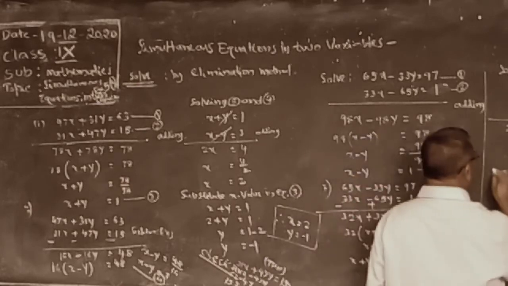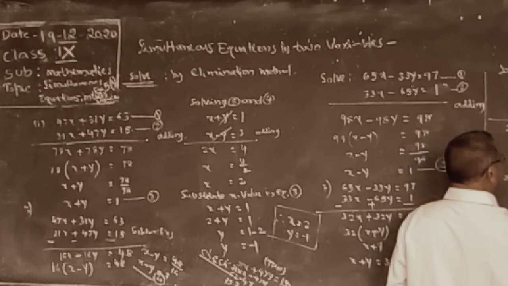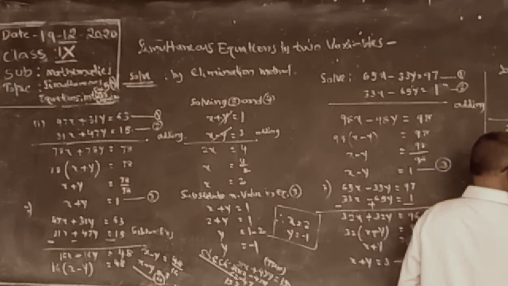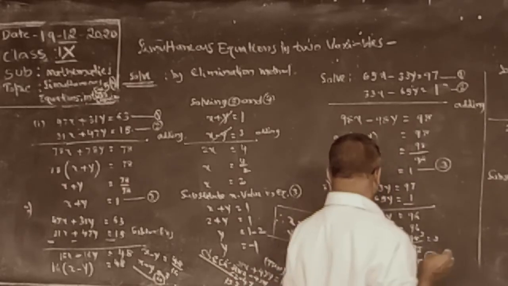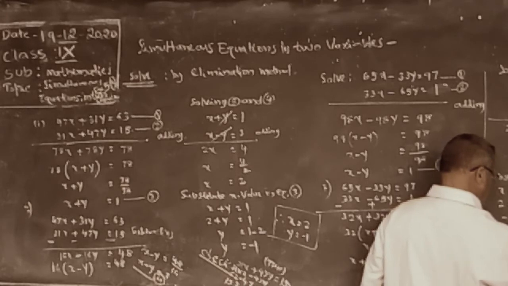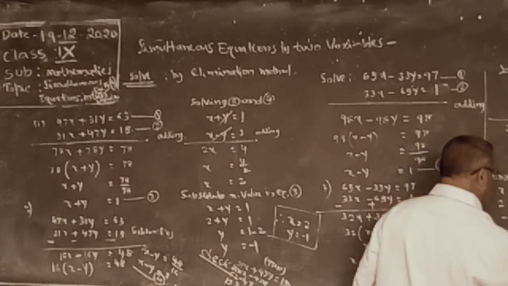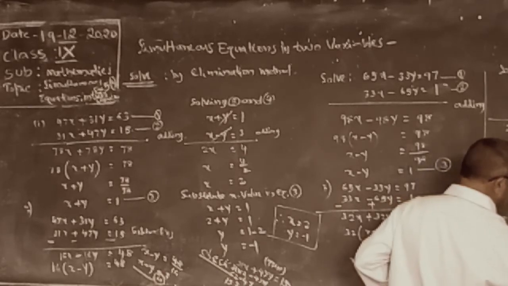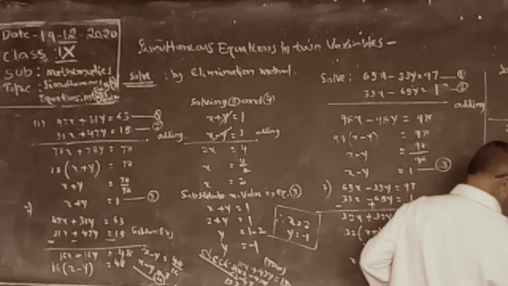Substitute the x value in equation 3. What is 3? X minus y is 1. X value 2. 2 minus y is equal to 1. Minus y is equal to 1 minus 2. Y is equal to minus 1. Therefore, y is equal to 1. Therefore, x equal to 2, y equal to 1. Like this we have to do.